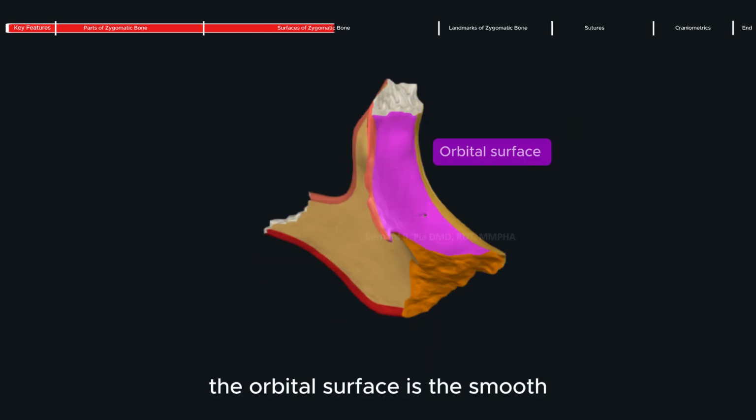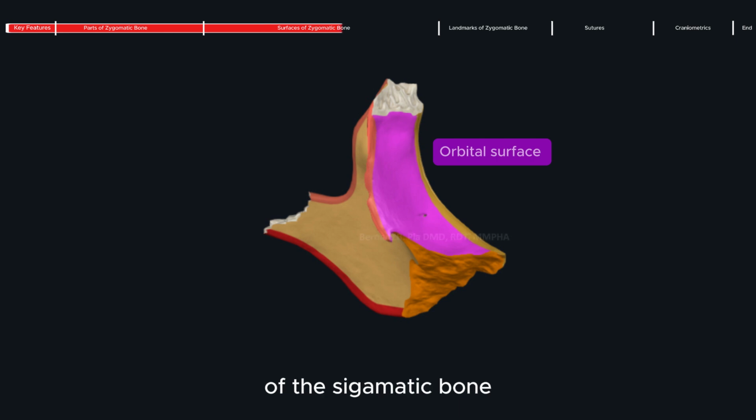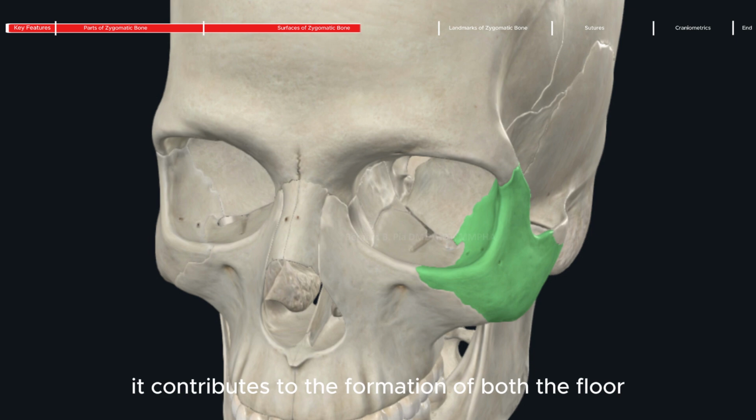5. The orbital surface is the smooth, concave area found along the supromedial aspect of the zygomatic bone. It is one of three surfaces of the zygomatic bone, the other two being the lateral and temporal surfaces. The orbital surface consists of the orbital tubercle and the zygomatic orbital foramina. It contributes to the formation of both the floor and lateral wall of the orbit.